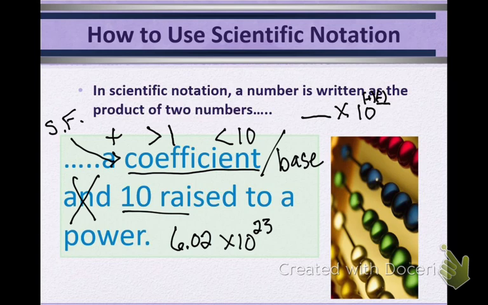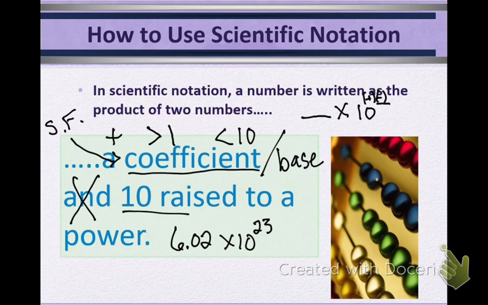Is it positive? Yes. Will I ever see a negative out here? No, I will not. What is my 10 raised to the 23rd power? Is that positive or negative? At this point, it's positive. Could it possibly be negative? Yes, it could, but it's not in this situation. So we say 6.02 times 10 to the 23rd.